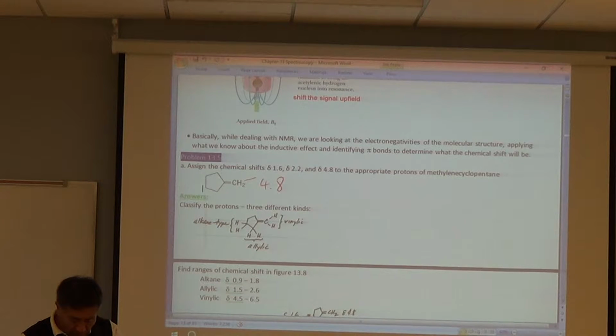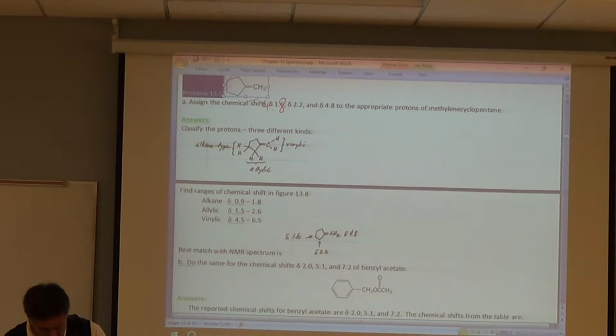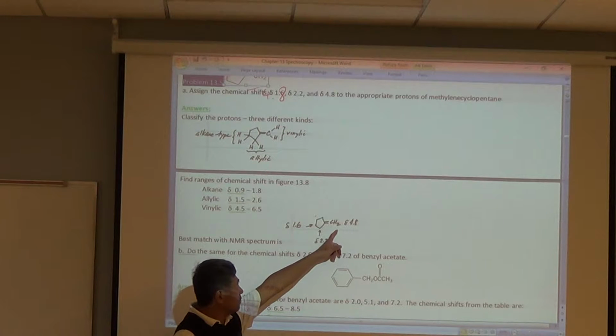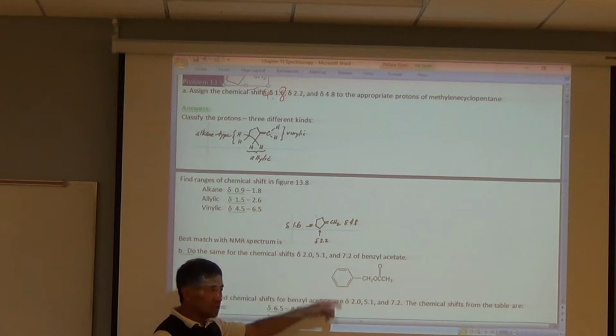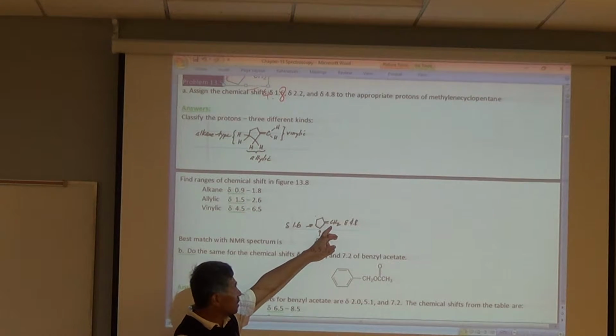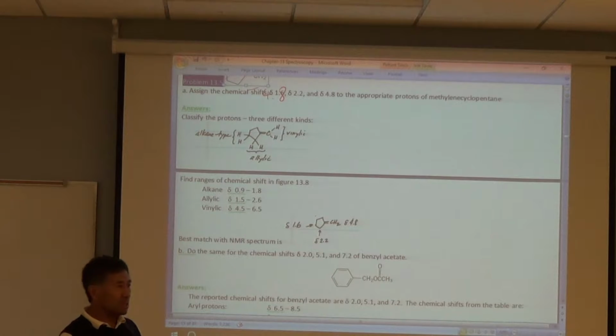And you have here 2H. Or let me just go back. And you have that 2H at 4.8. That's the most de-shielded because they are closer to the double bond H, and in that area, you know that.